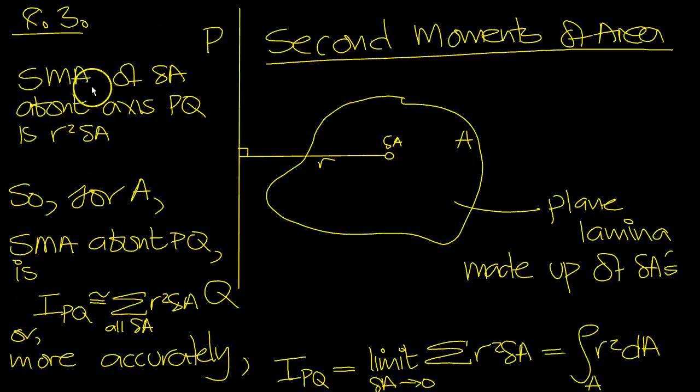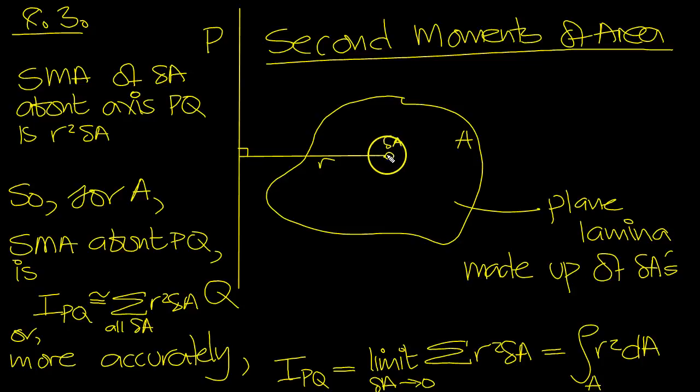Section 8.3 then, the second moment of area. This is the definition. So we've got the second moment of this delta A, this small area, about the axis PQ is r squared delta A, where r is the perpendicular distance from the axis PQ to the portion delta A.